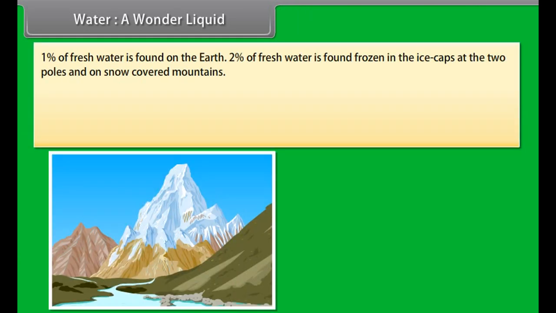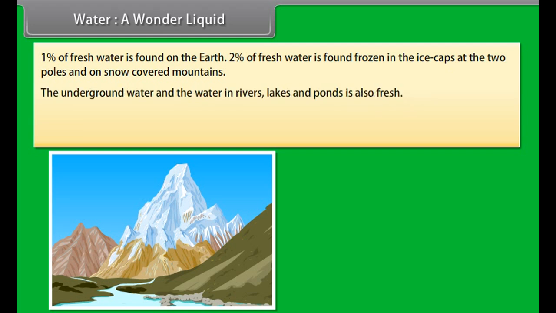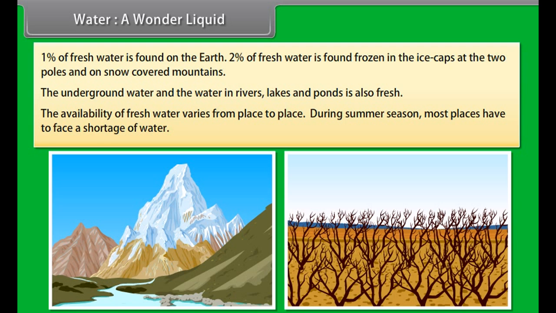1% of fresh water is found on the Earth. 2% of fresh water is found frozen in the ice caps at the two poles and on snow-covered mountains. The underground water and the water in rivers, lakes and ponds is also fresh. The availability of fresh water varies from place to place. During summer season, most places have to face a shortage of water.